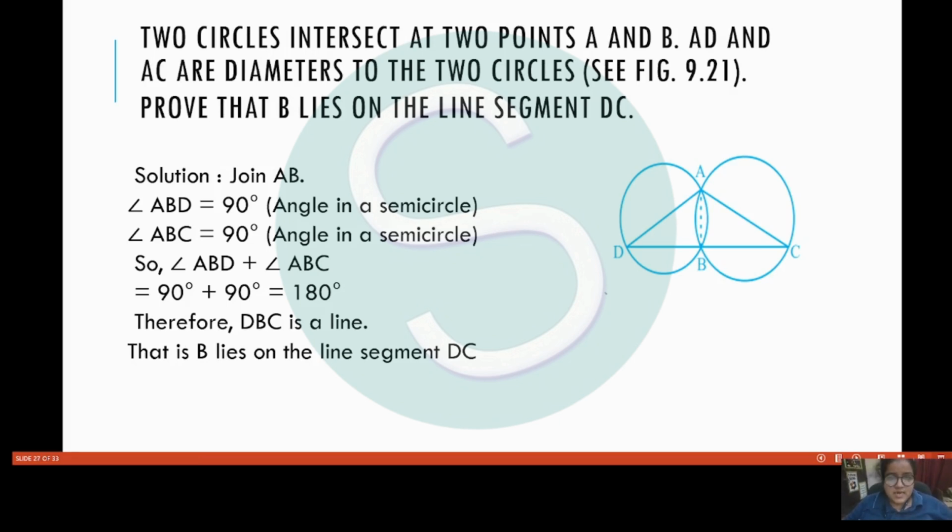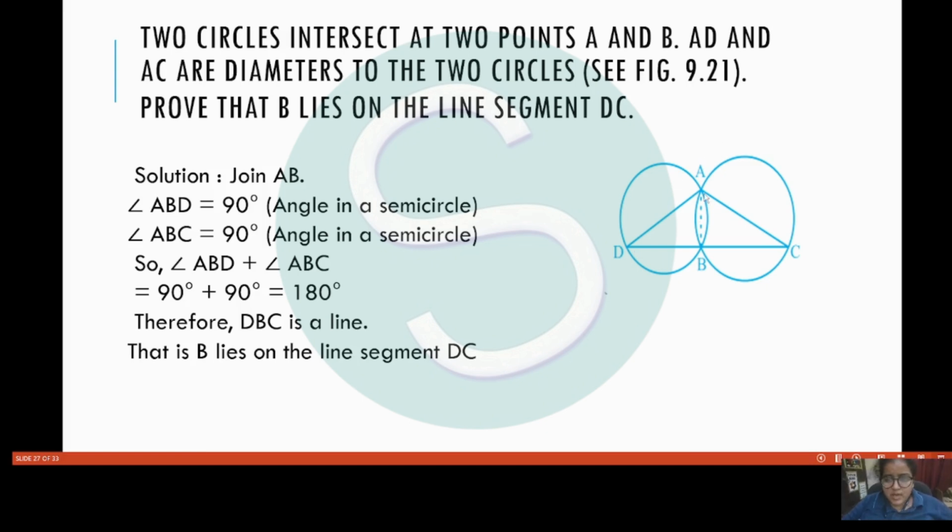Two circles intersect at 2 points A and B, and AD and AC are diameters of the circles. We have to prove that B lies on the line segment CD. What is given is that these are two circles which intersect at points A and B, like these two circles intersect each other at A and B, and AC and AD are diameters of the circles, right? And we have to prove that B lies on the line segment CD.